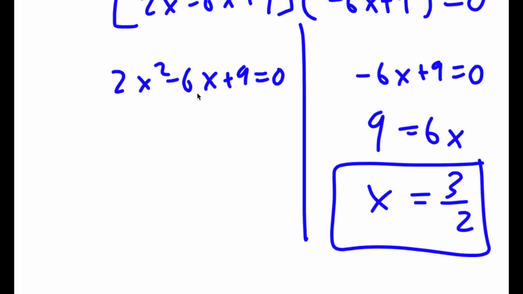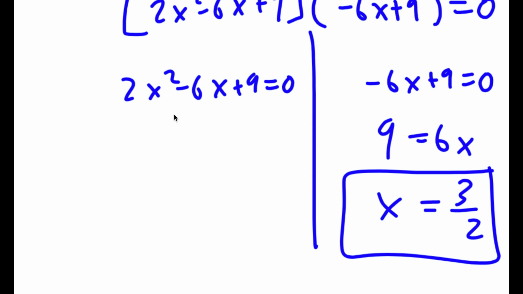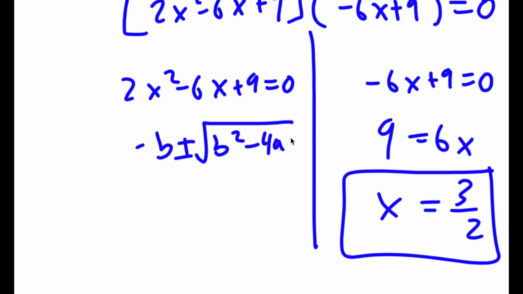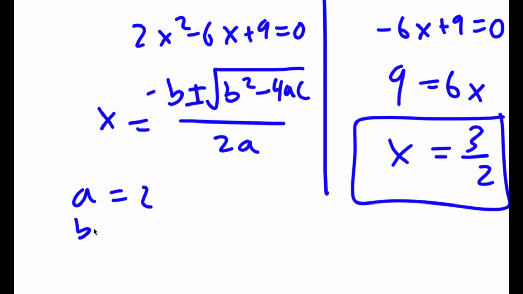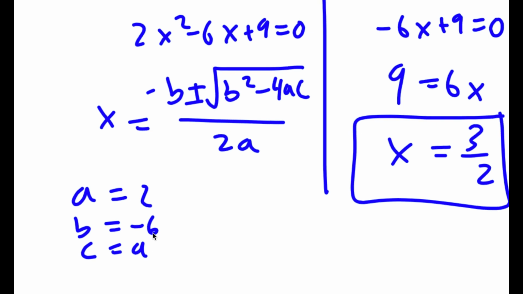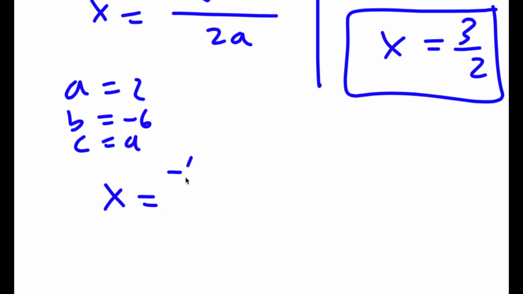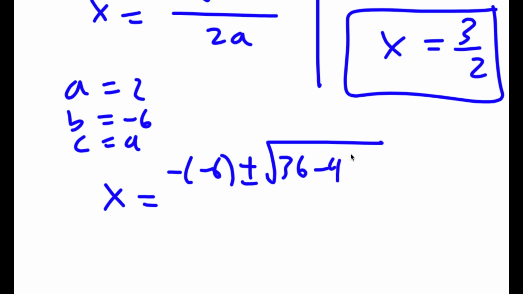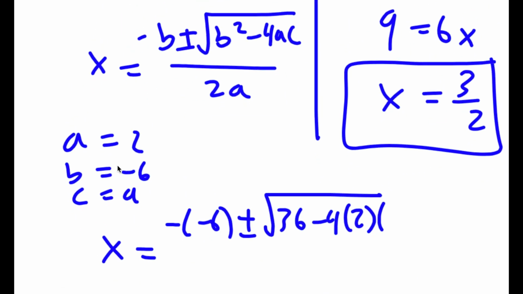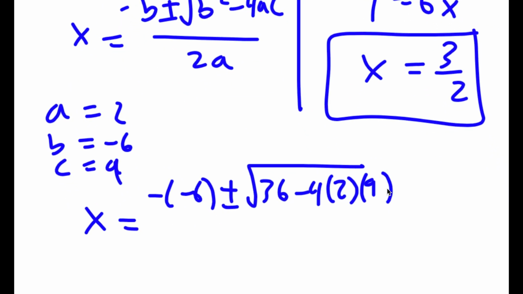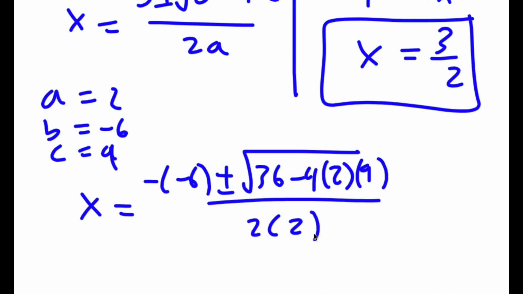Now for 2x squared minus 6x plus 9, I have to use the quadratic formula, which is negative b plus or minus the square root of b squared minus 4ac all over 2a. So in this case, a is 2, b is negative 6, and c is 9. So I get x is equal to negative of negative 6 plus or minus the square root of negative 6 squared, which is 36, minus 4 times a, which is 2, times c, which is 9, all over 2a, so 2 times 2.